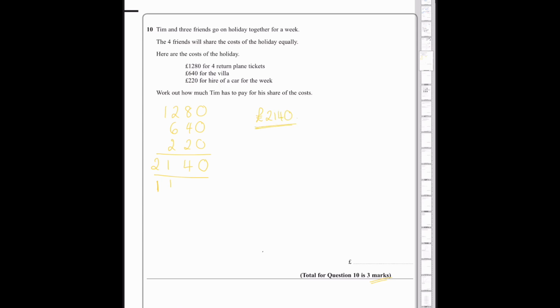Okay. Right, everyone's been doing that method for a very long time with the addition, so I'm hoping you're okay with that method of adding. So 2,140 is the total cost. Now what we need to do is divide that by 4, which gives you a chance to use that nice division method I told you about earlier. So when we divide something by 4, you can either divide by 2, like half it, and then half it again. Okay. Or you can just divide by 4 in the bus stop like this.